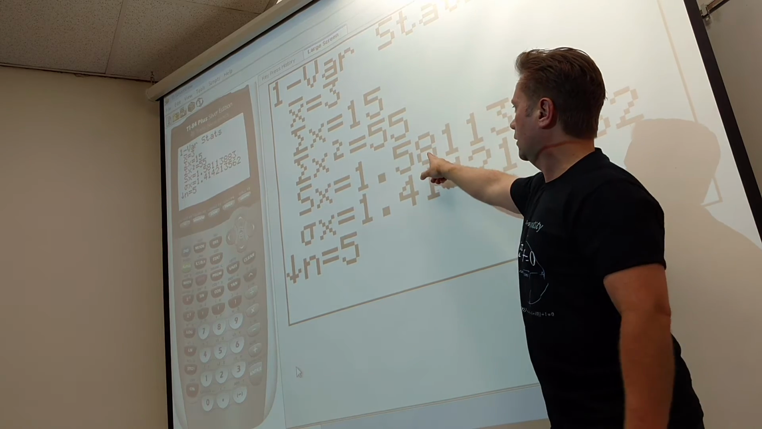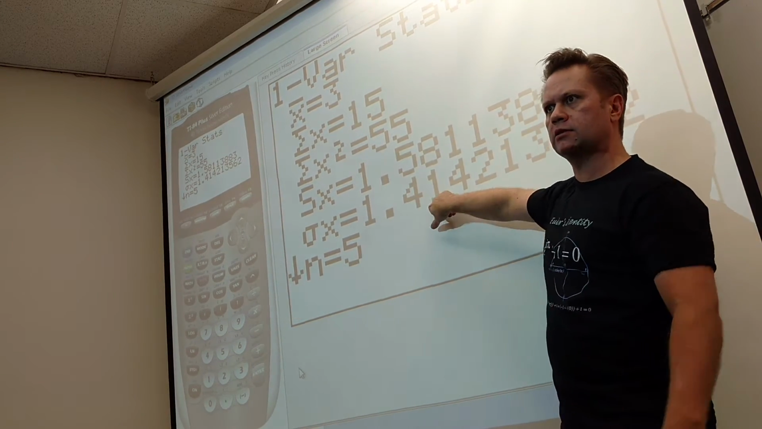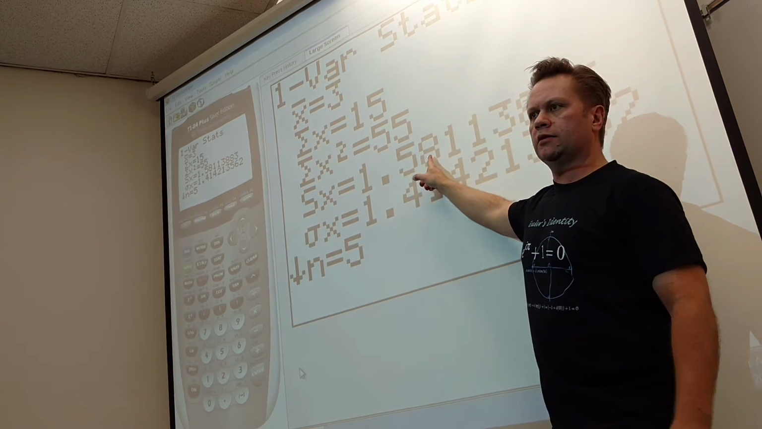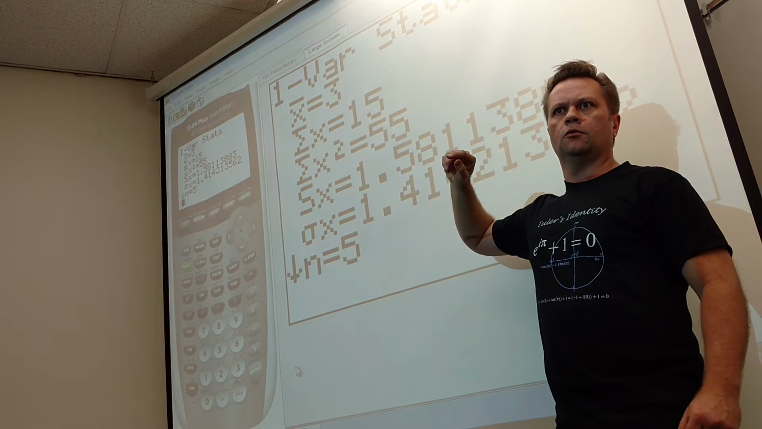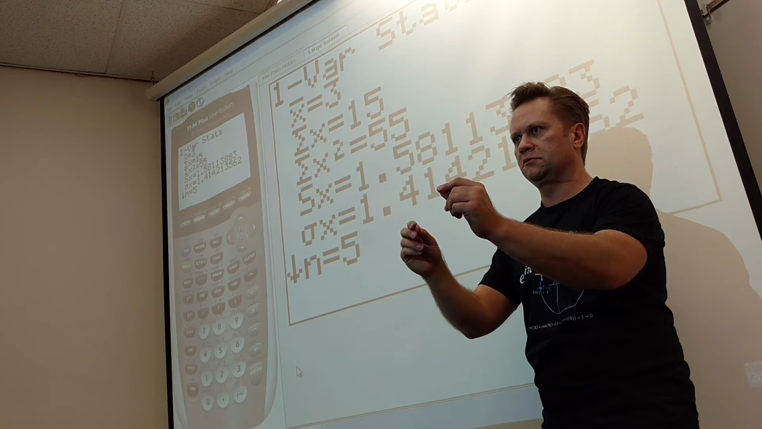So for some reason, look, these are a little bit different. Right? The standard deviation, if it's a population, is this. That's what we got, isn't it? That's what we got. If it were a sample, this would be the standard deviation. Why is that true? So let's talk a little bit about that.